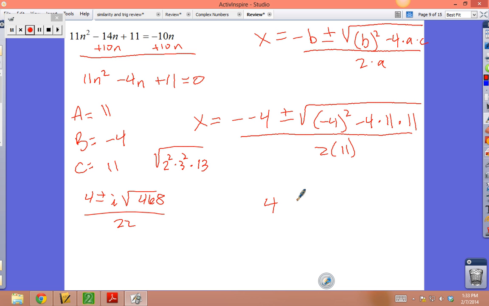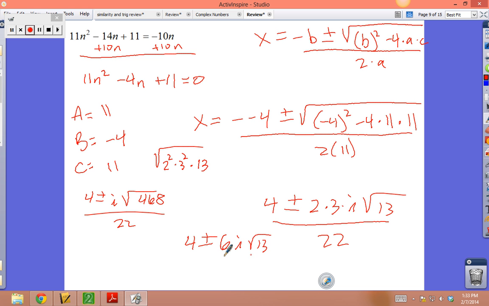So you're going to have 4 plus or minus. If you pull a 2 out and a 3 out and the imaginary out, the 13 stays in. And on bottom you got 22. So times your 2 and 3 together. So you got 4 plus or minus 6 imaginary times square root of 13 over 22.